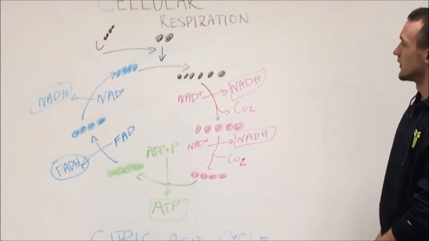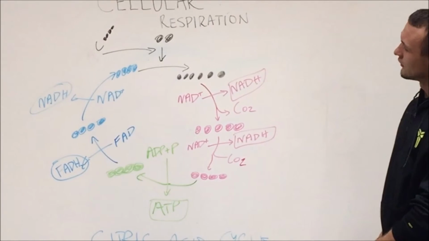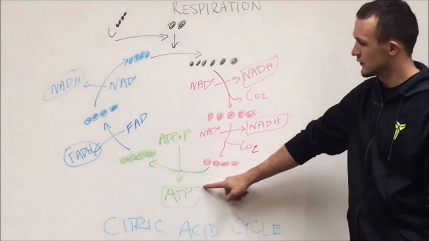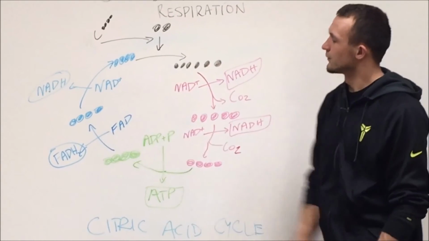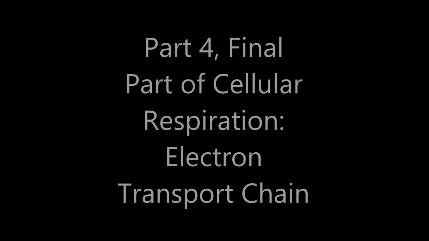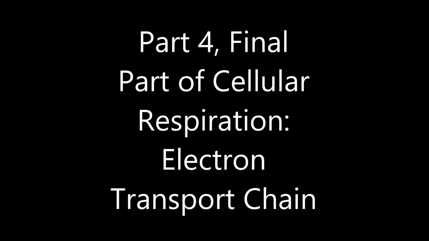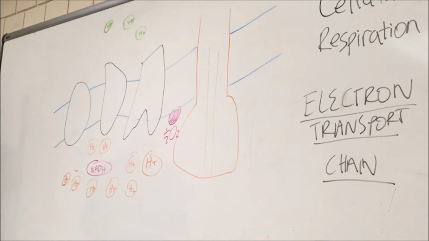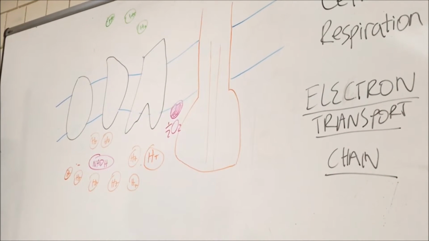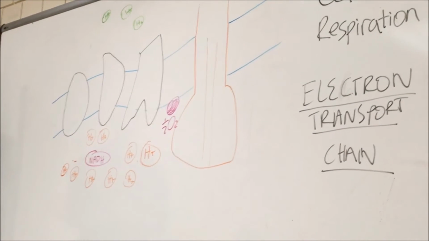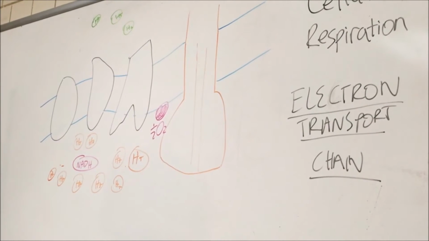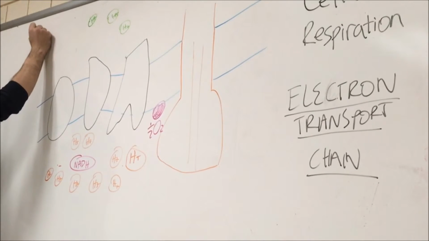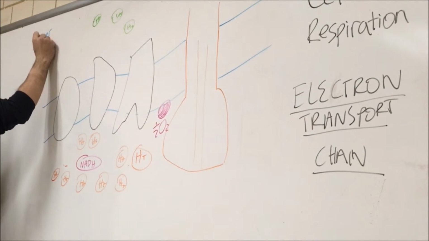And this is what the whole cycle put together would look like. You have the first step in black, second step in pink, third step in green, and fourth step in blue. This is the process of the electron transport chain. The electron transport chain is located in the cristae of the mitochondria. It is a series of carriers that passes electrons from one to another.